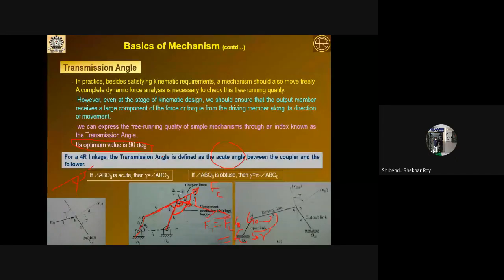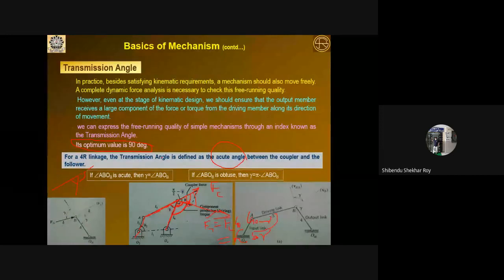If it is 90 degrees, you will get the maximum amount of the component of force which is responsible for the torque. That will indicate that your design is a good design, because the maximum amount of force you can transmit converts into torque at the output. Clear? If the FT amount is less, then much more force you have to apply. That means a much bigger FC is required to get the same torque.